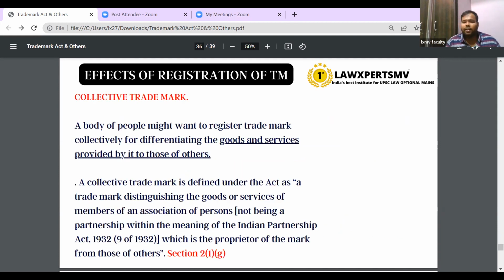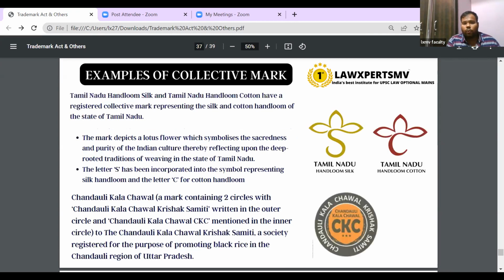Collective trademark. It is a very simple concept. When a particular association or a group of people come together in a particular trade or services, and they apply for a trademark for a particular kind of goods or services, then it is known as a collective trademark. The term collective trademark is defined under Section 2(1)(g). It's a very simple definition. So we'll see some examples.